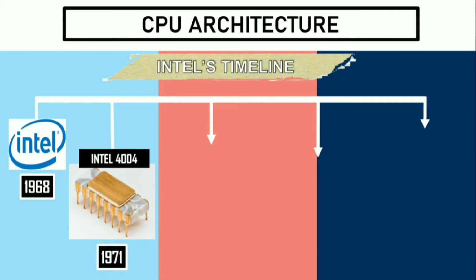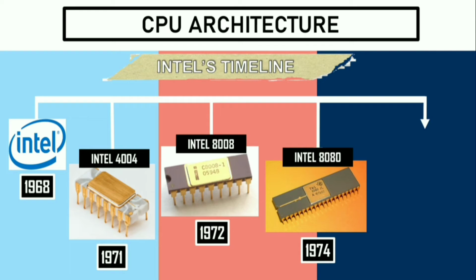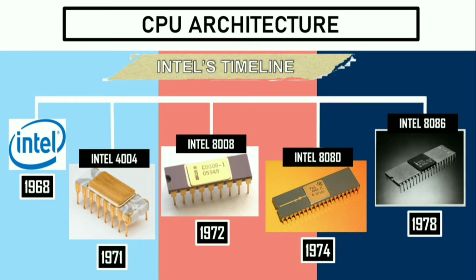In 1971, Intel unveiled the Intel 4004, a single-chip microprocessor for the calculator market. The following year, the Intel 8008 was the first 8-bit microprocessor, and after 2 years, the Intel 8080 was released as a successor of the Intel 8008. In 1978, the Intel 8086, with its x86 instruction set architecture, became the foundation of the modern CPU designs that we still use today.